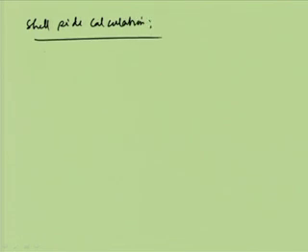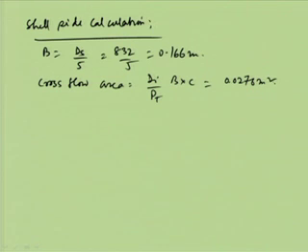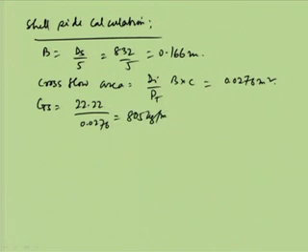Now, if we go for shell side calculations, the baffle spacing is equal to Ds by 5, and that is 832 by 5, which is equal to 0.166 meter, and then cross flow area, using the formula we have used, this is Di by Pt into B into C, and that is coming to be 0.0276 meter square.